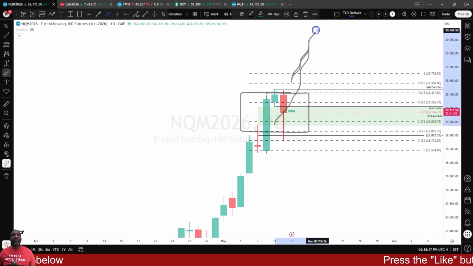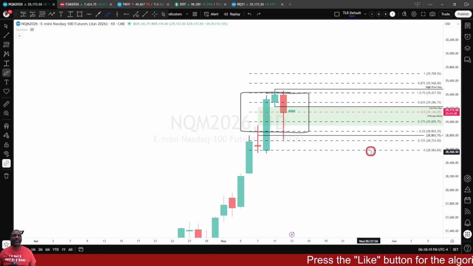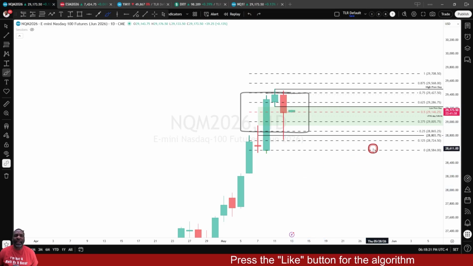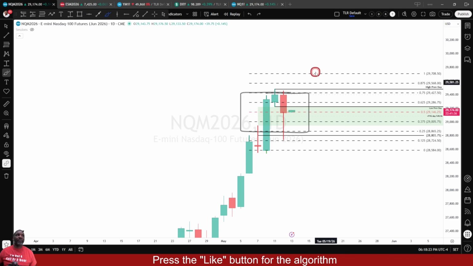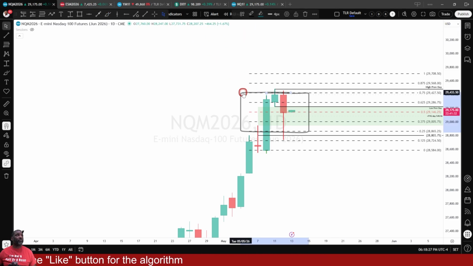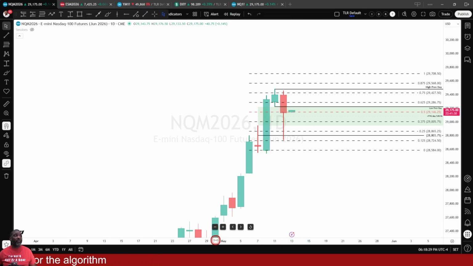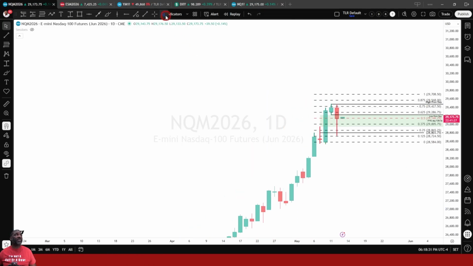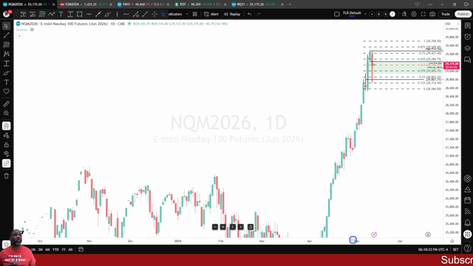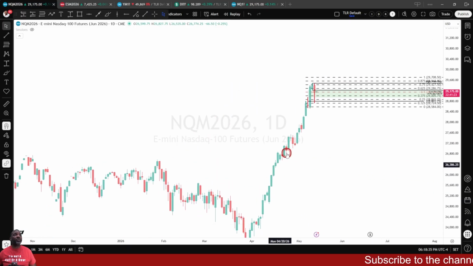Does that mean we're going to keep rallying? Does that mean we're going to tank? Who knows and who cares? We're just studying the signatures, okay? And that's where we are on the daily time frame right now. Buy program still super strong, right?